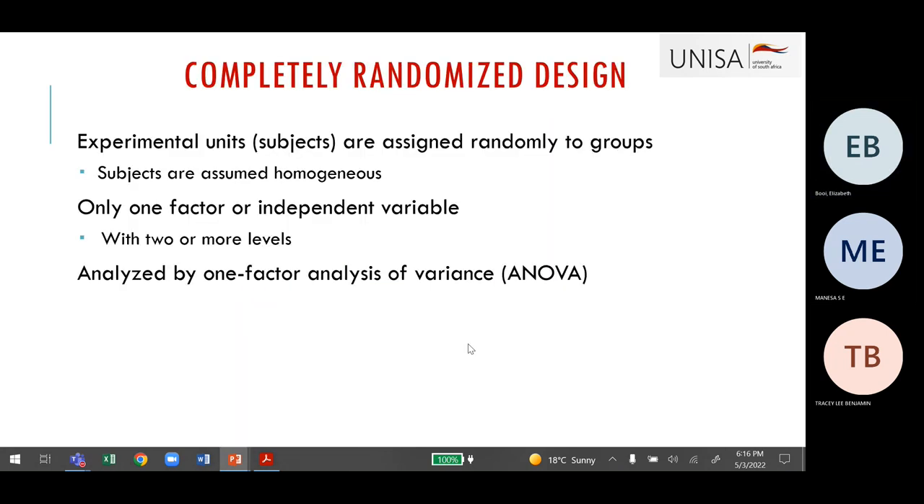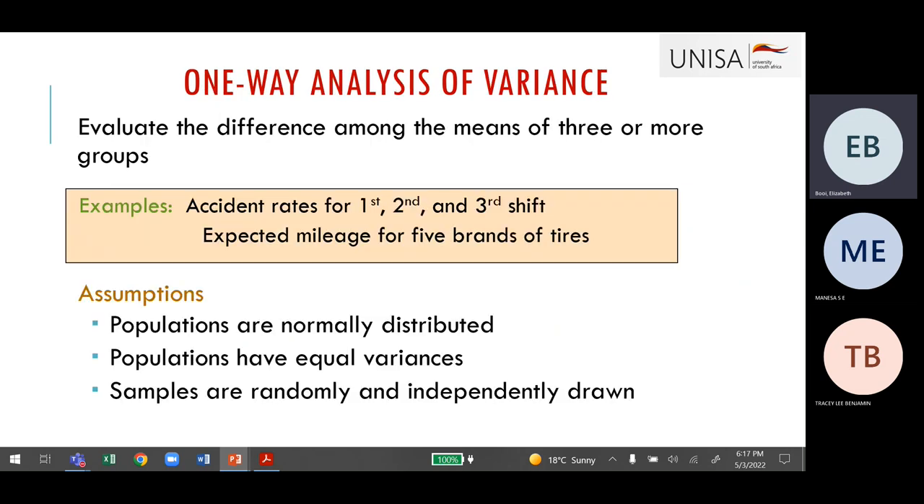but I'm going to show you at a basic level how to do an ANOVA test. Okay. So if we need to do a completely randomized design, it means our experimental units need to be randomly assigned to the groups, and we need to assume that the subjects are homogeneous. We also need only one factor or independent variable to be part of the analysis, and that factor needs to have at least two or more levels, and then we are able to analyze one-way ANOVA if those assumptions are met. So in order to evaluate the difference amongst the means of three or more groups, the following assumptions also need to be met.